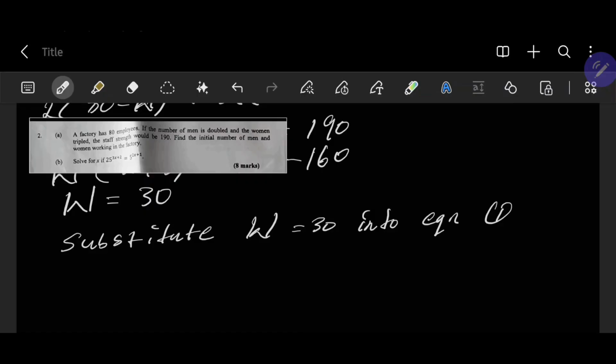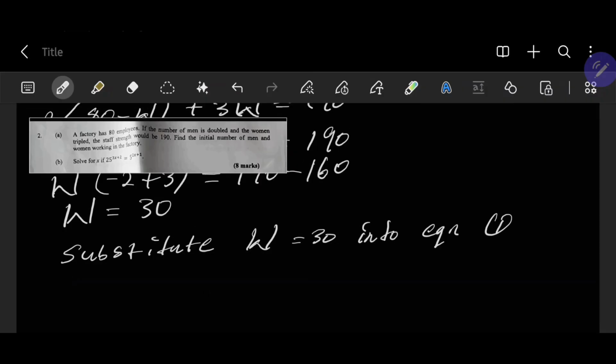If it's objective, you're just doing rough work, so you don't need to write all that. You just have to be fast. But for your theory, you must explain each step. Otherwise, you're going to lose certain marks because they actually award marks for each thing you do. Okay, so we substitute W into equation 1.